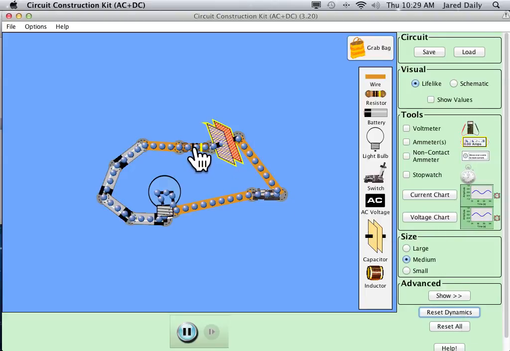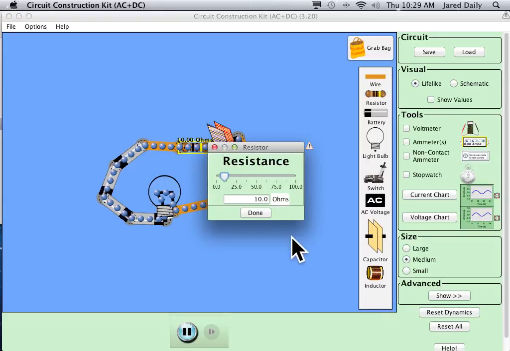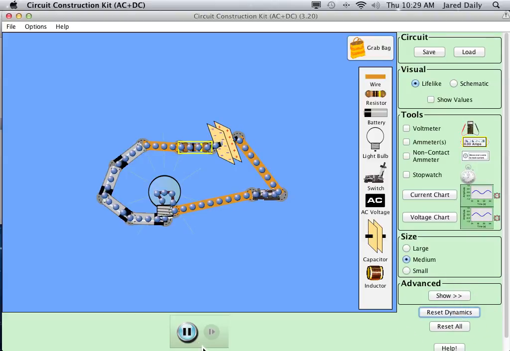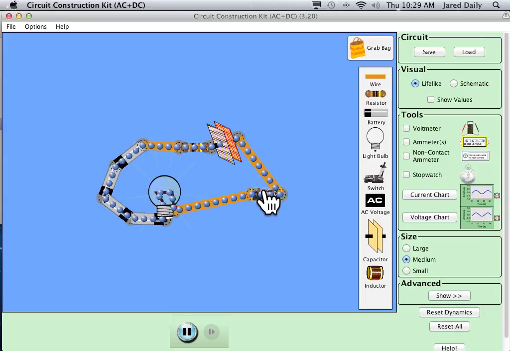What about the resistor? If I change the resistor, right now the resistance is at 10 ohms, let's change it to 100 ohms. And let's see what happens. Reset dynamics, and let's go. What's happening with a bigger resistor? Let me undo my switch here. So if I start it, what happens if I make a bigger resistor?